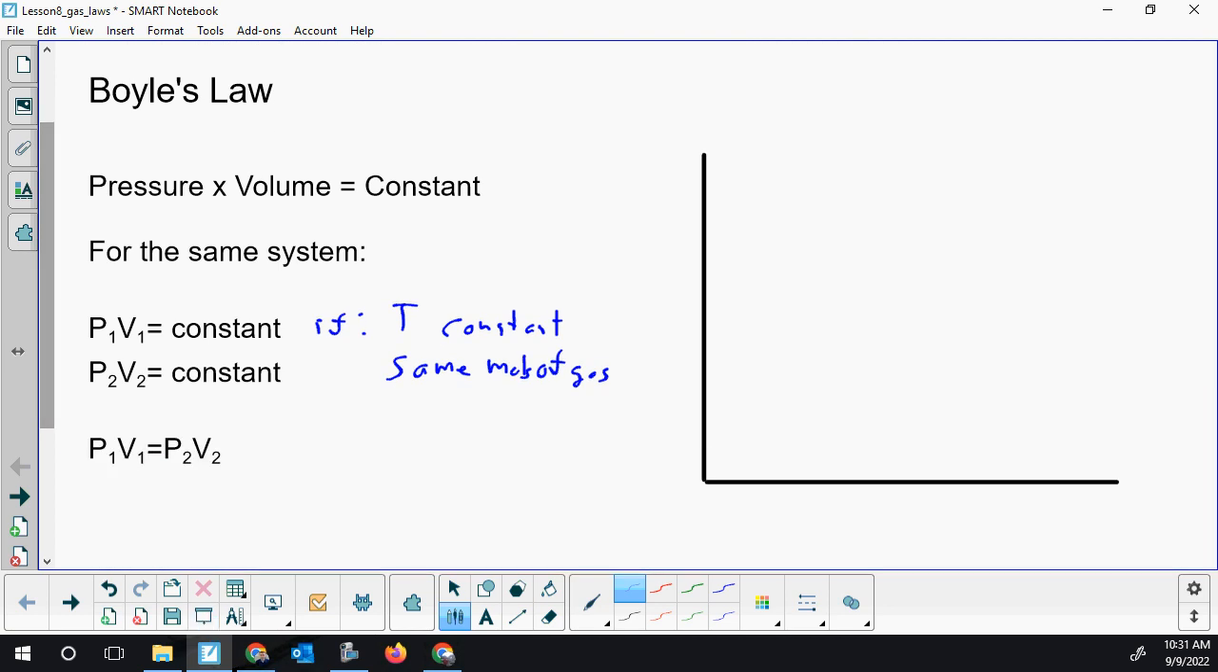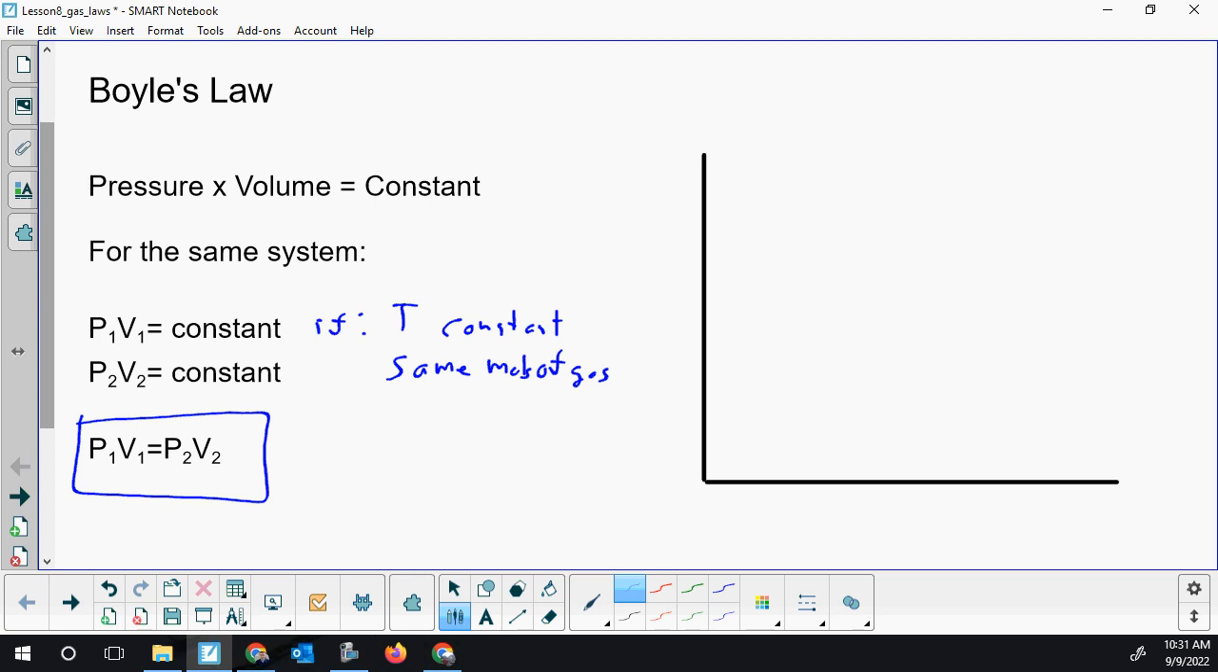So how you see it on your formula sheet is without the constant, P1 times V1 is P2 times V2, and you have to realize all the other variables are controlled. Again, you have to have a closed cylinder, closed container.